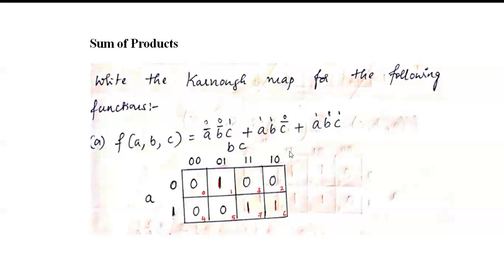Okay. Now here are some examples which show how to write the Karnaugh map. Here the Karnaugh map is to be written for this function. Say this is 3 variable, right? So you know how to write the 3 variable Karnaugh map. So you have 4 columns and 2 rows in the Karnaugh map, right?